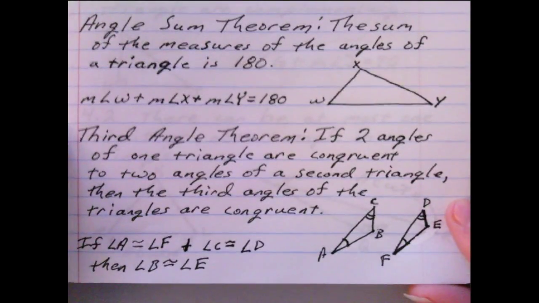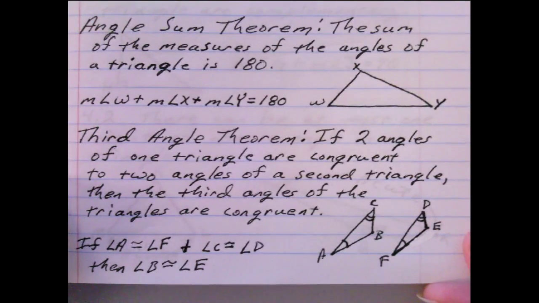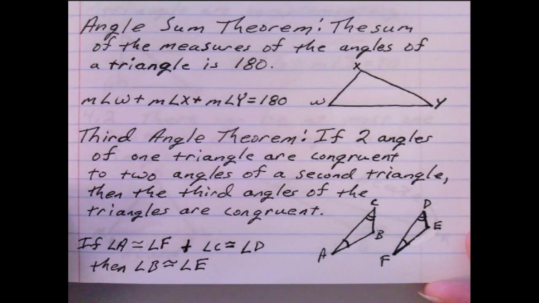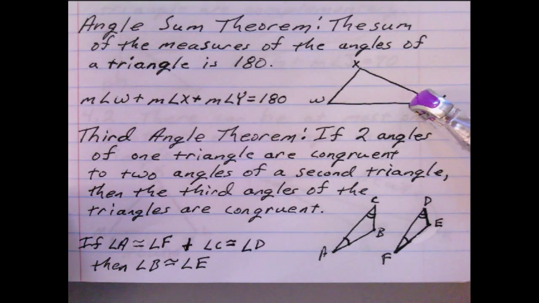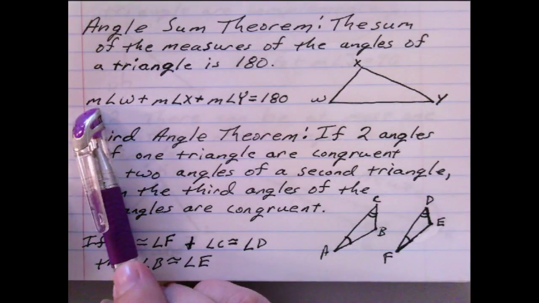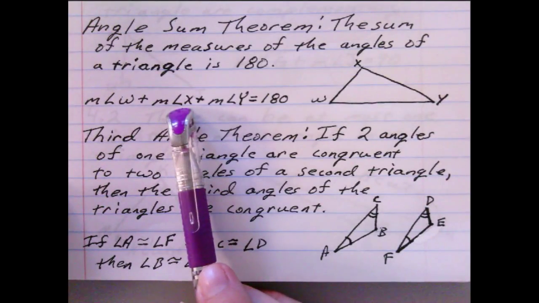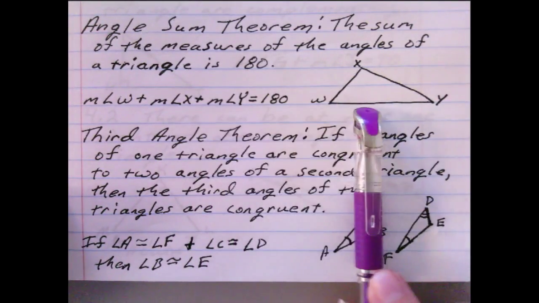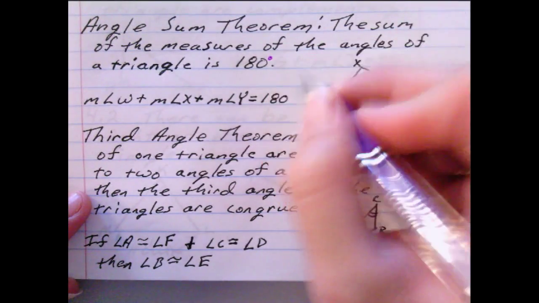So our first theorem, we have the angle sum theorem. The sum of the measures of the angles of a triangle is 180 degrees. So anytime we add up the three angles inside of our triangle, we're always going to get 180 degrees. So if we add the measure, this m is the measure of angle W plus the measure of angle X plus the measure of angle Y, it is going to give us 180 degrees. I'll go ahead and put my little degrees symbol on those.